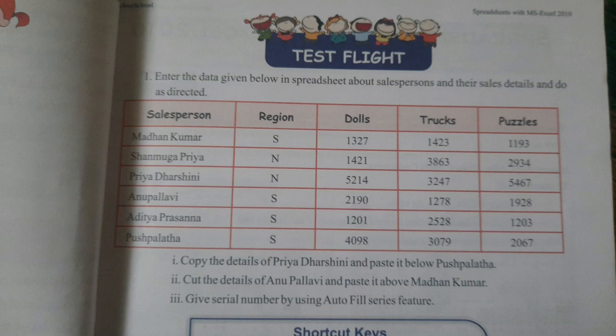Let me read the next section of the test plate. They have given a table. Enter the data given below in a spreadsheet about salespersons and their sales details and do as directed. It's a simple activity. Look at the table. They have given salesperson, region, dolls, trucks, puzzles, values and column headings. Understand this. If you have a system at home, you can work with this table or leave it.